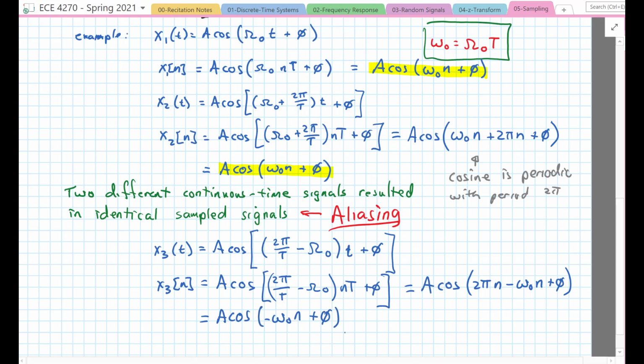Well, good. At least this is different from our previous one. But it does have the same frequency. It didn't start with the same frequency. It ended with the same frequency. But we have this troubling negative sign out here. Remember that cosine is an even function.